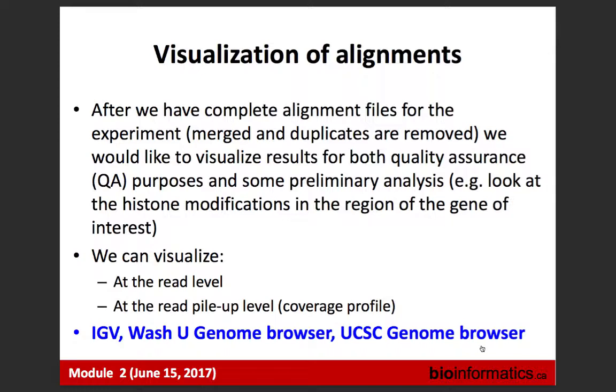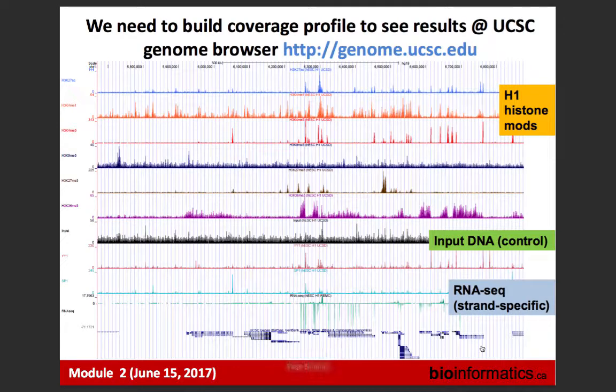Both UCSC and IGV allow you to look at the reads at the read level or at the level of coverage profiles. And coverage profiles will look like this. Here I put an example for you. That's for H1, and this is exactly the set we are going to work with. So it's six histone modifications for H1 human embryonic cells. And here is input. Here there are two transcription factor tracks for the same H1, and here is RNA-seq.